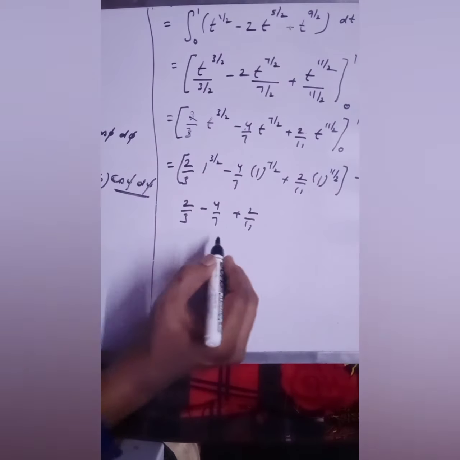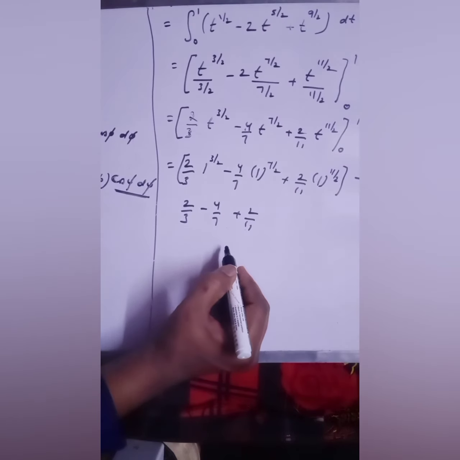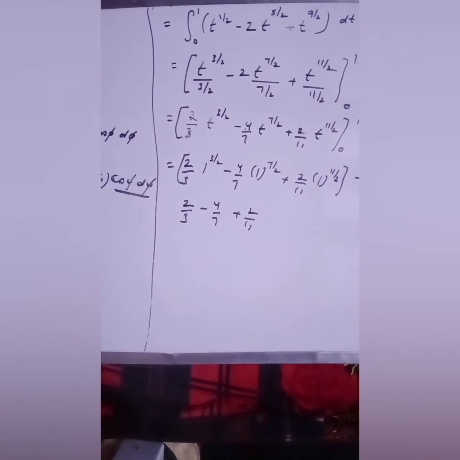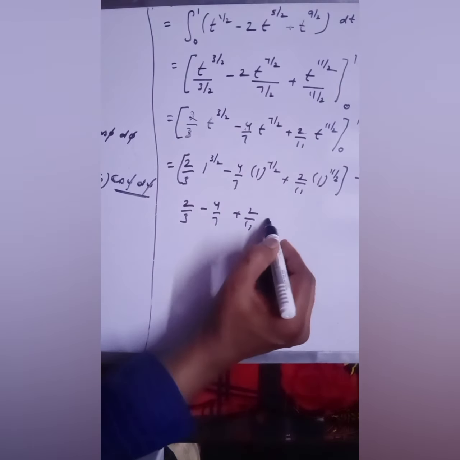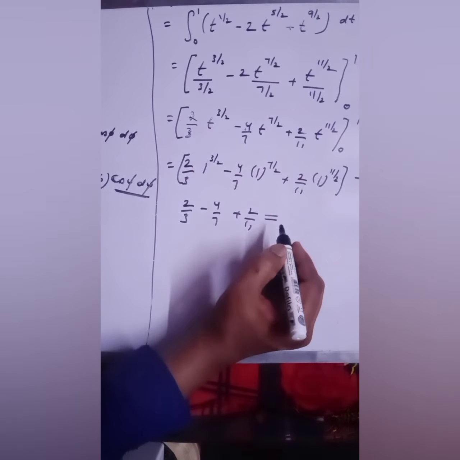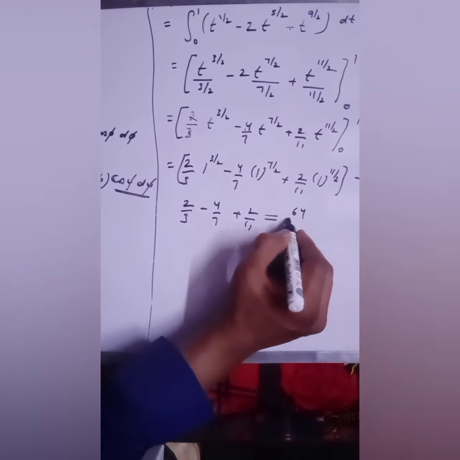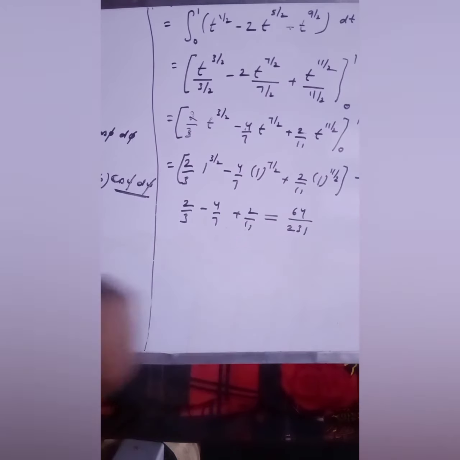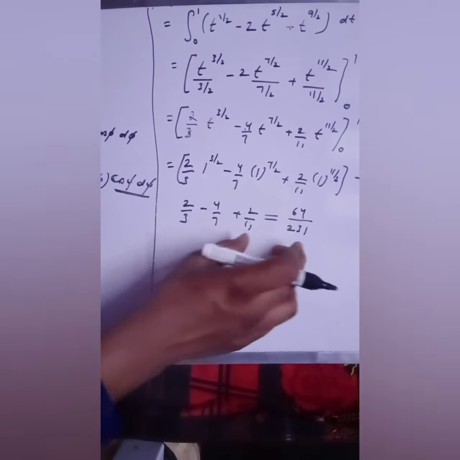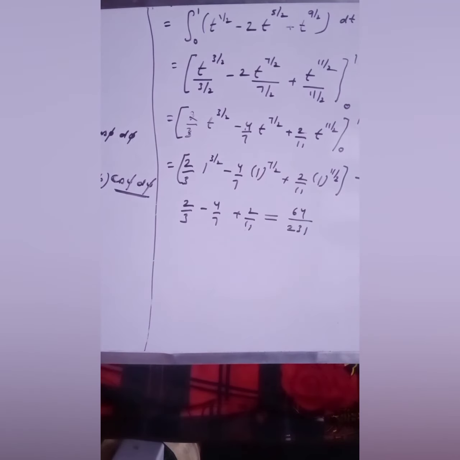We just have to take the LCM. Fine. And when you will solve this, you will get 64 over 231. Okay, so you have to simplify it. After simplification, you will get this answer. Okay, children, so this is how you can solve this question. So note it down.